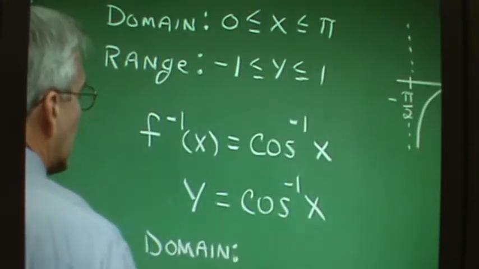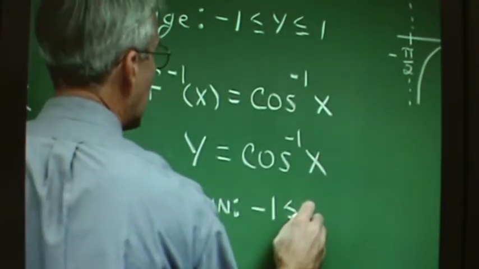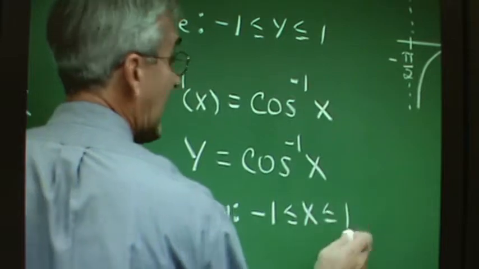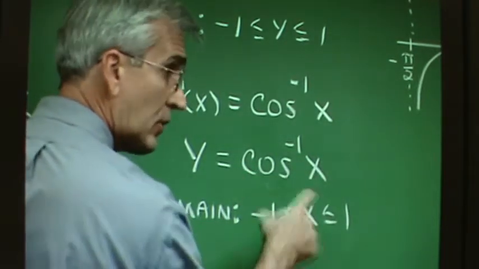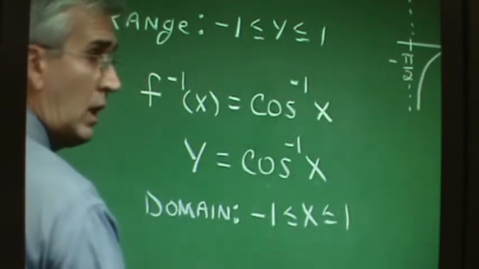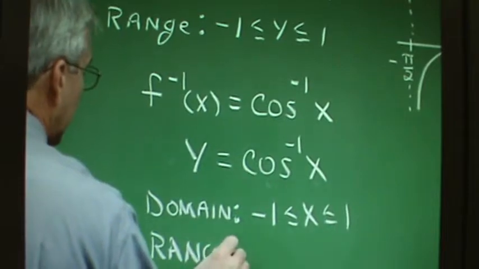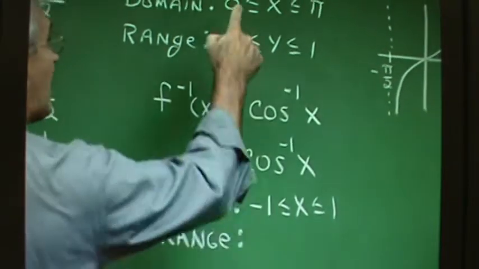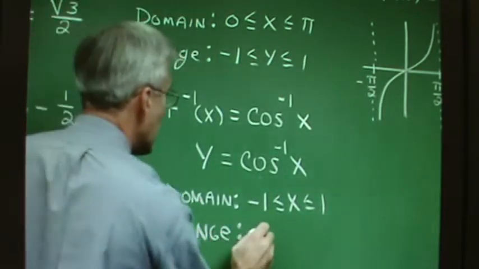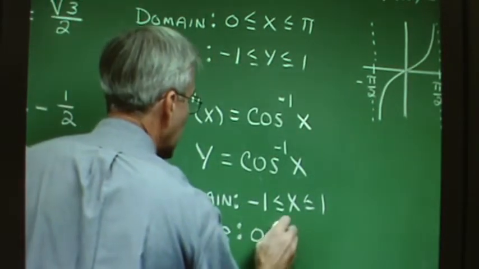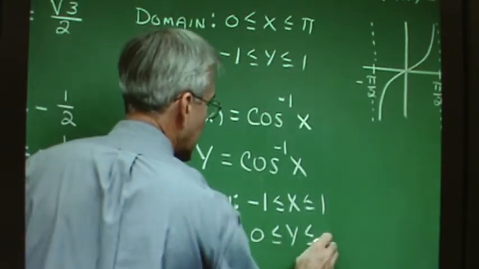of this inverse function corresponds with the range up here, and as expected, it's -1 is less than or equal to x is less than or equal to 1. That just means that we can only take the inverse cosine of numbers that are between -1 and 1. All right, now the range. Range corresponds to the domain of the original function, and that's 0 to pi. So our range is 0 to pi. 0 is less than or equal to the y values that come out of this, and those y values are less than or equal to pi.